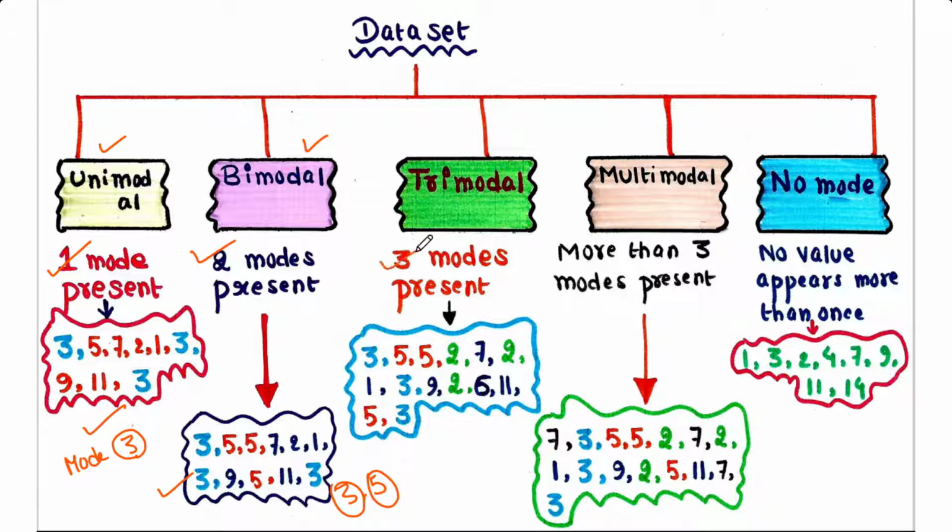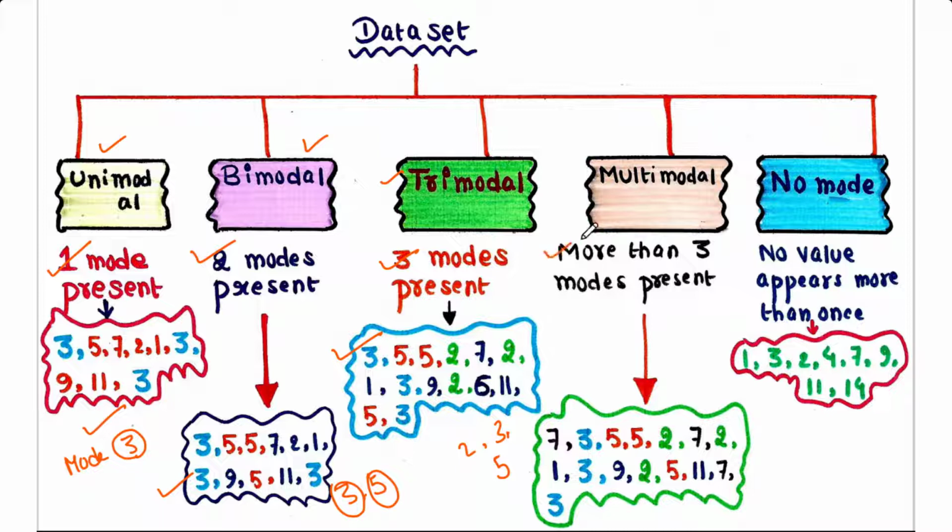When three modes are present in a data set, the set is called trimodal. For example, we have this data set. Here, 2, 3 and 5 are the modes of the data set since 2, 3 and 5 are repeated 3 times in the data set. Hence, this is a trimodal data set.